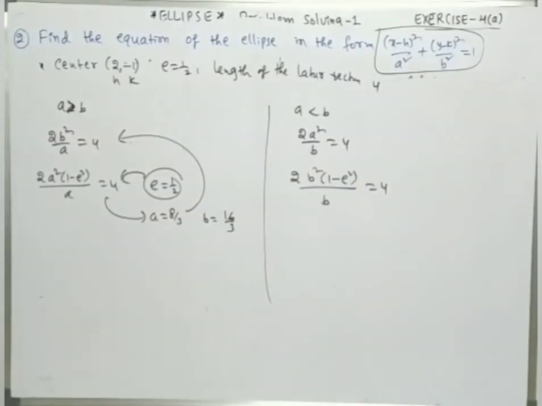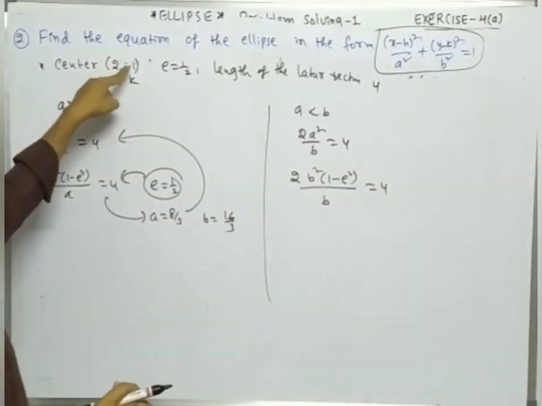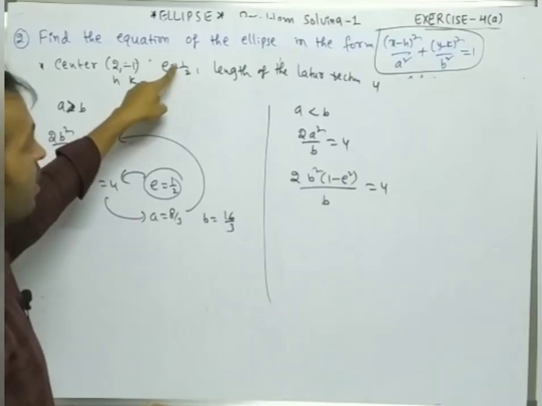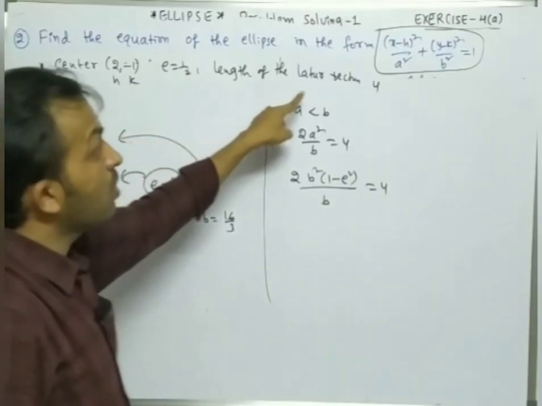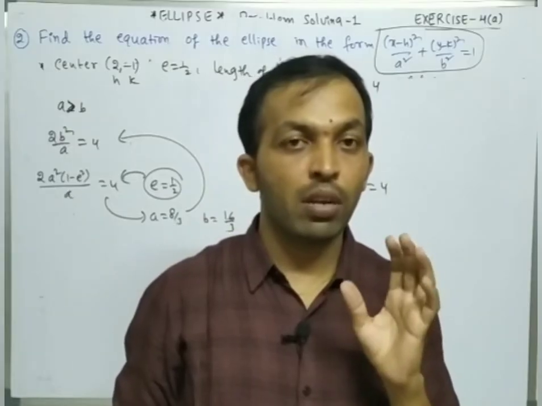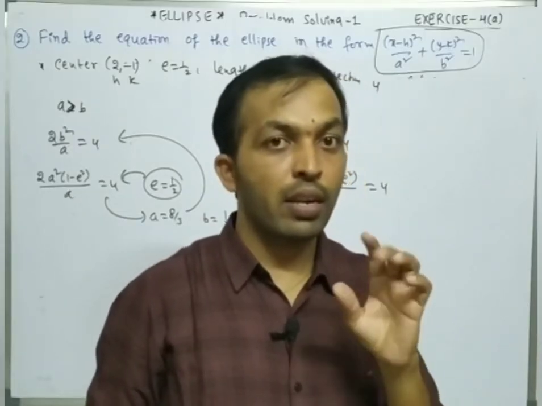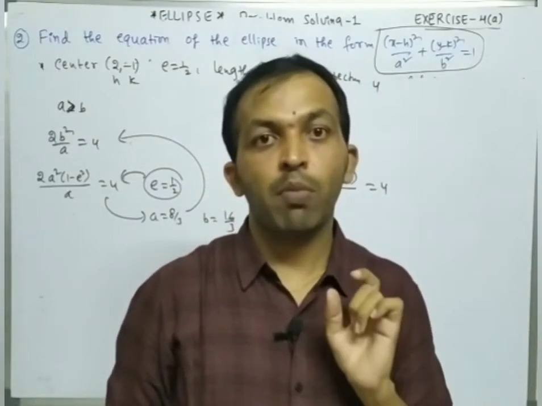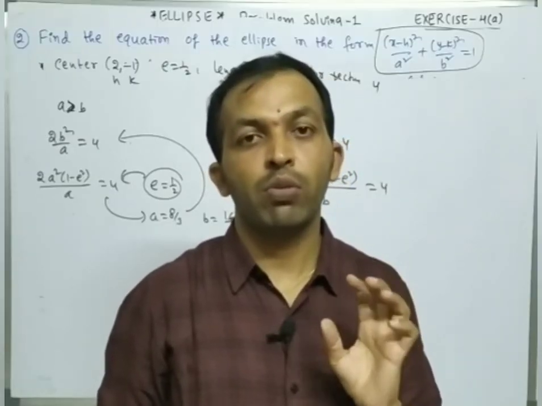This is one more problem. Center 2 comma minus 1, that is h comma k, eccentricity 1 by 2, length of the latus rectum is given. But here it is not mentioned, we did not get clarity, either it is a greater than b type or a less than b type. So we have to do this problem in two ways.